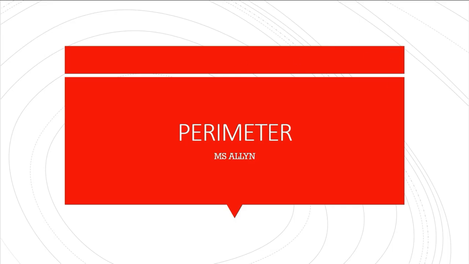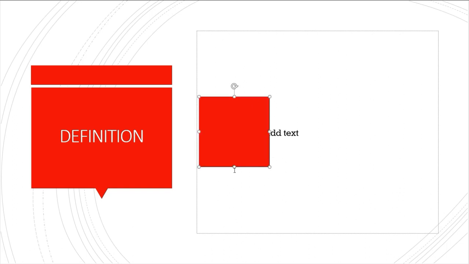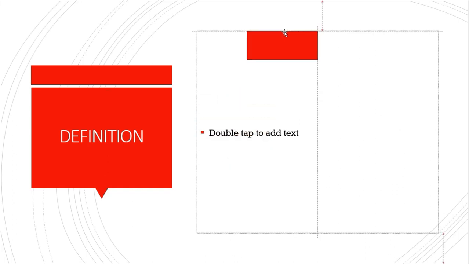Okay, let's talk about perimeter. Perimeter is one of the most important concepts in math. Alright, so let's start. Say for example, one day you decided to go running. So you went running in a rectangular field.